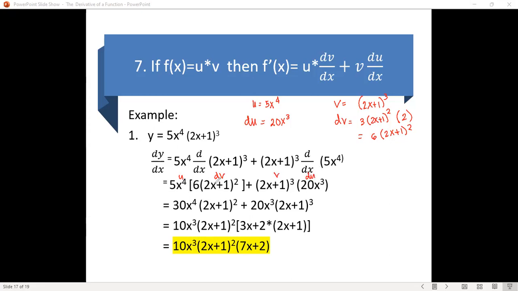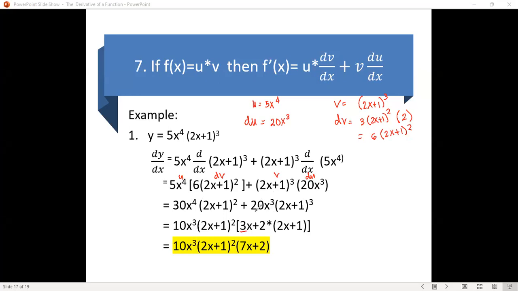Okay. So by distributive property, we have 30x to the fourth times 2x plus 1 squared. Plus, we just write 20x cubed times 2x plus 1 cubed. And then we take the common factor. Okay, so the common factor is 10x cubed times the quantity 2x plus 1 squared. So if the first term is divided by the common factor, 30 over 10 is 3. This is x to the fourth, we only have x cubed outside, so x to the fourth divided by x cubed is x. So 2x plus 1 squared naman yon, it will just cancel out. So this one is what we will get if the first term is divided by the common factor.